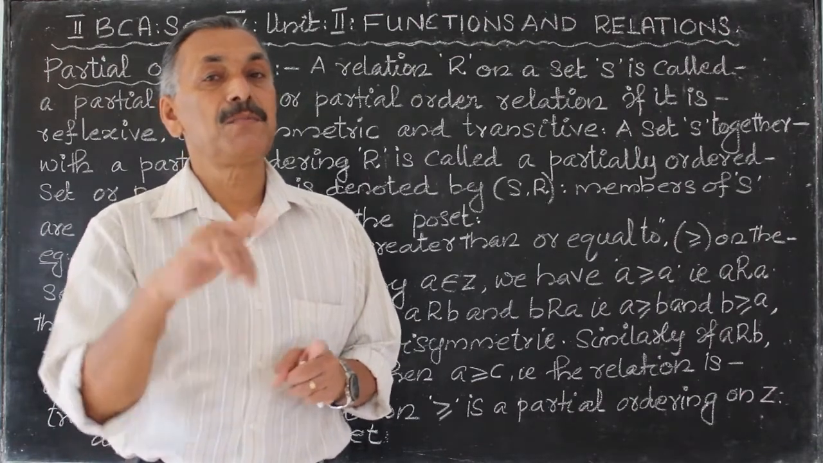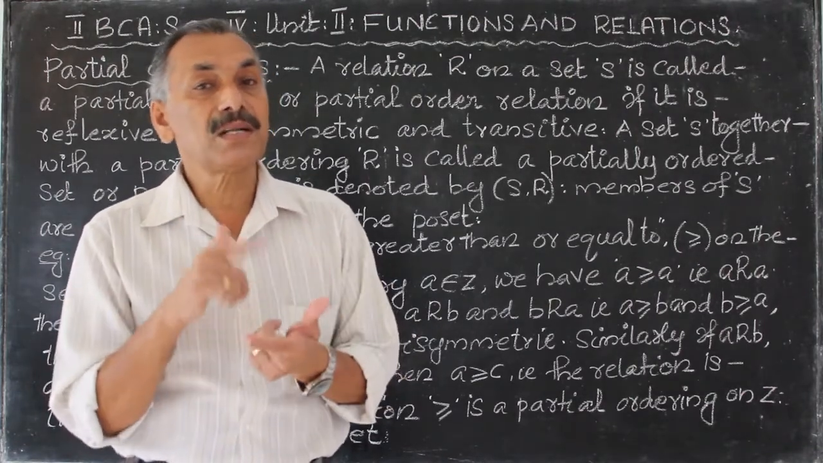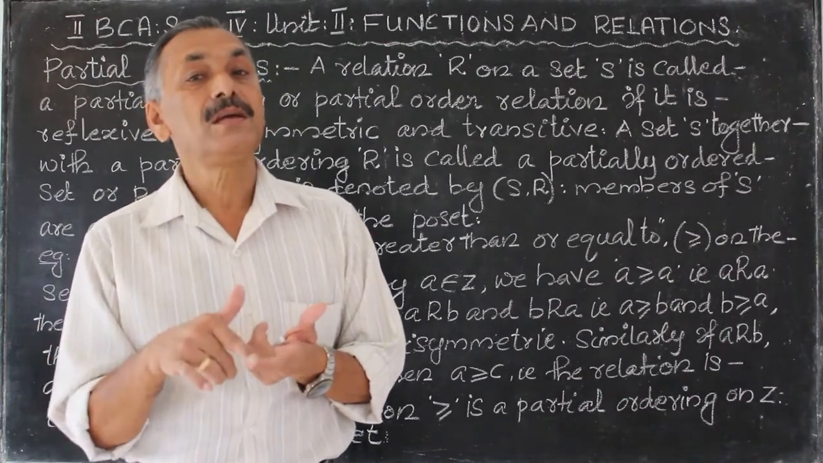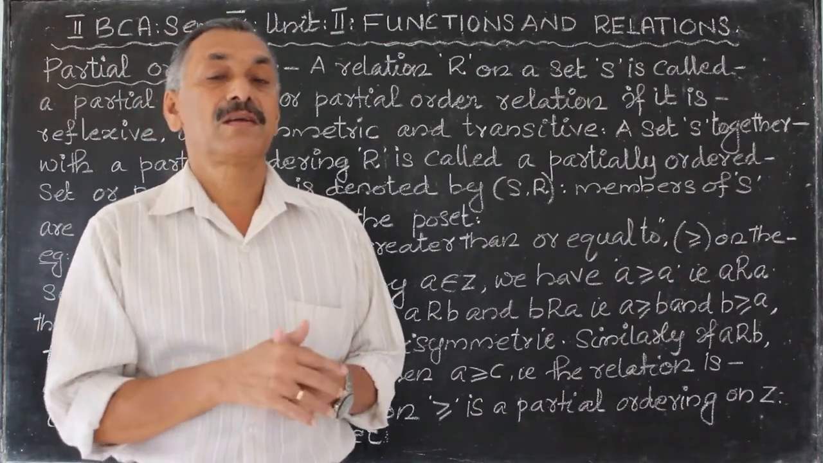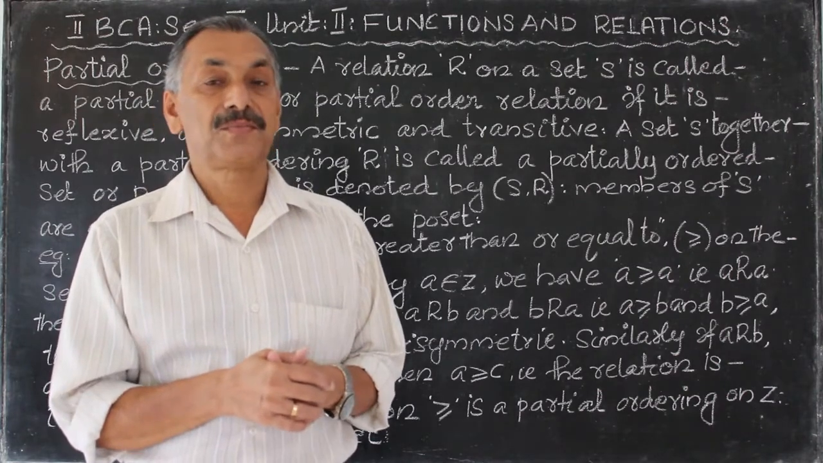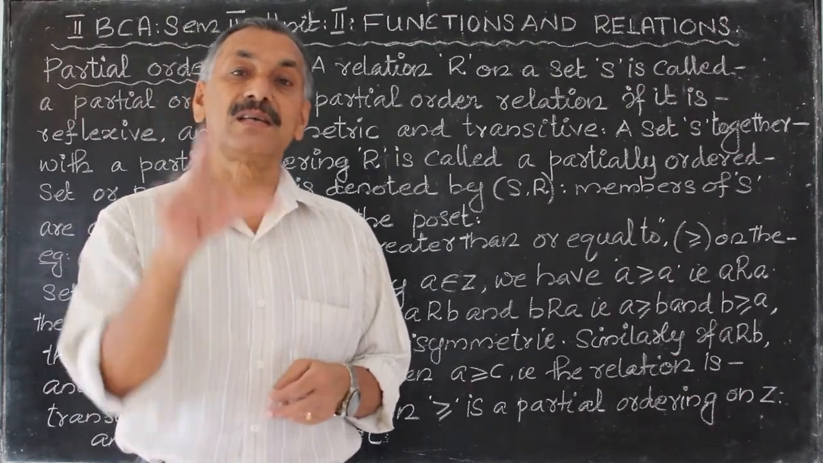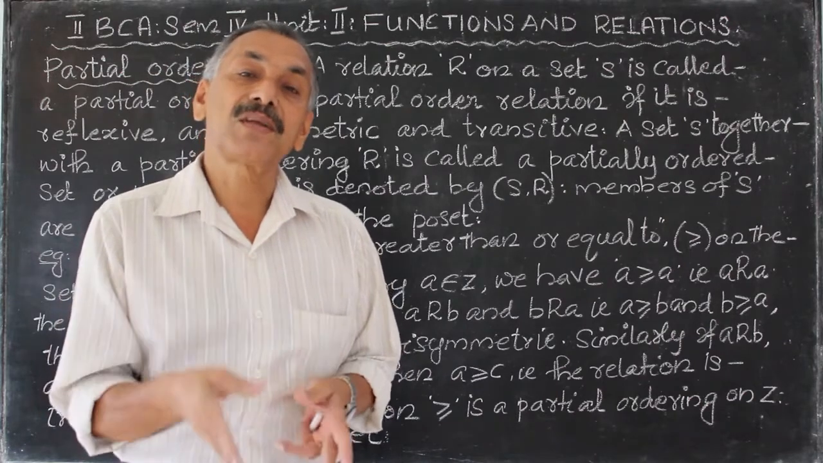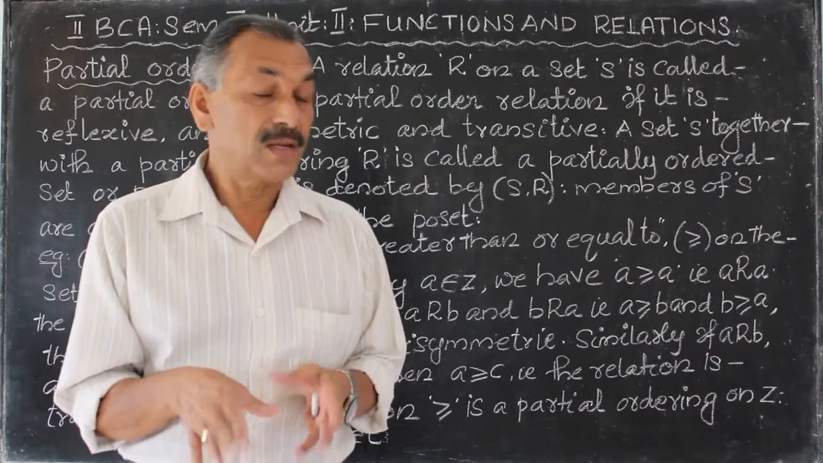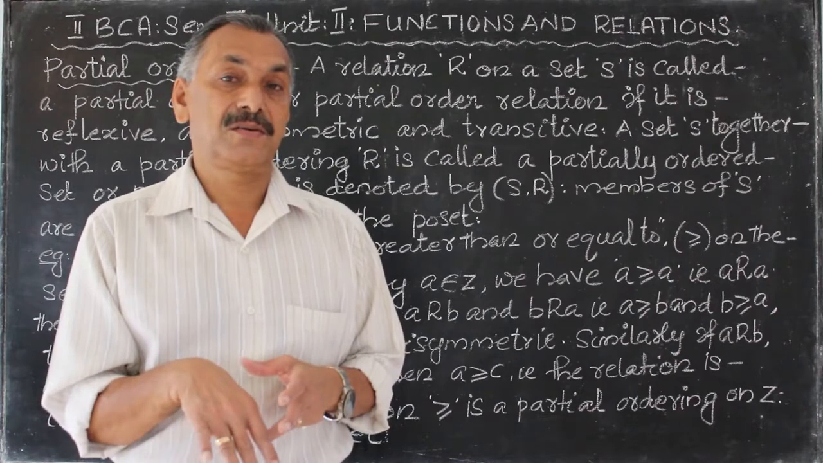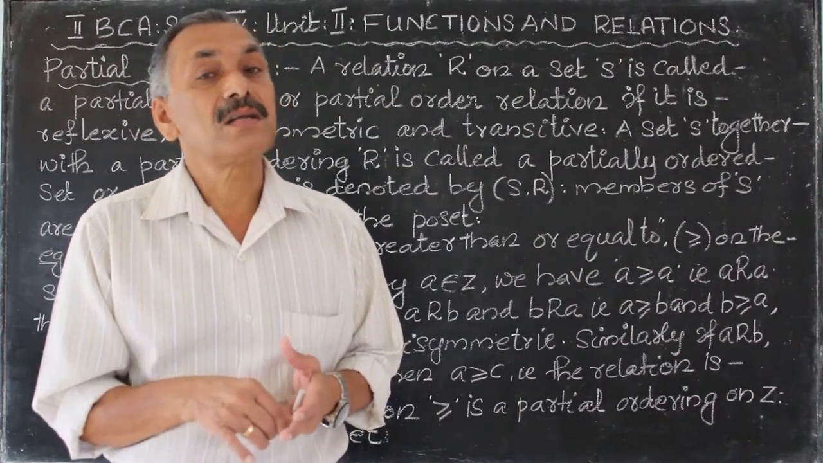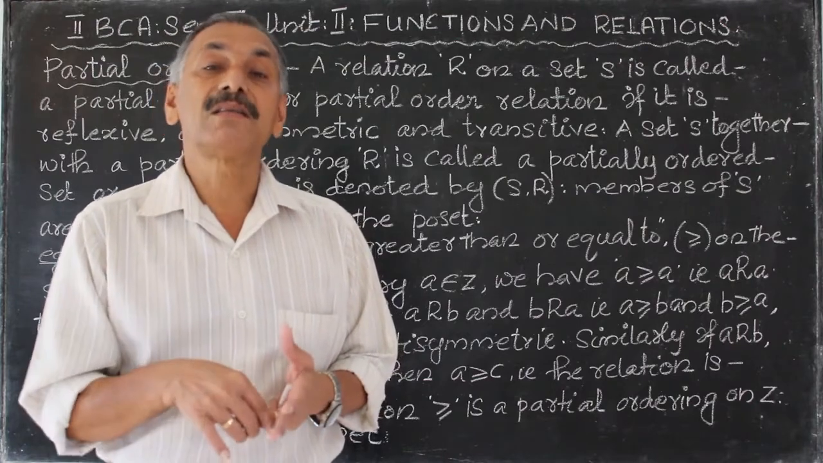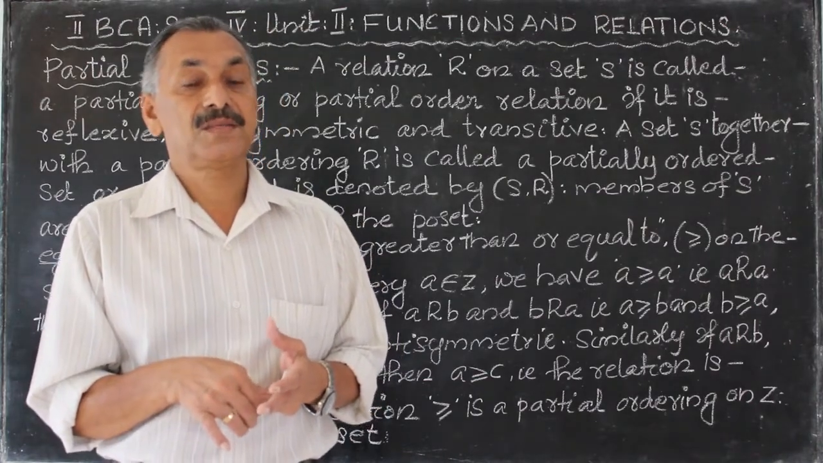Now, a divides b and b divides c. If a is related to b and b is related to c, then b is a multiple of a, and b divides c means c is a multiple of b. Then surely c is a multiple of a. The relation is transitive also. So on the set of integers, the relation divides is reflexive, antisymmetric and transitive, or the relation is a partial order relation. Divides is a partial ordering on the set of integers.